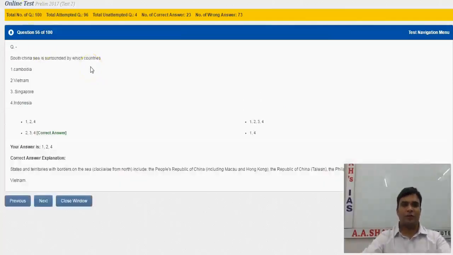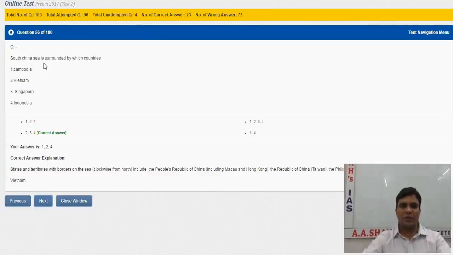So question number 56 is basically a current affairs question. It's about South China Sea and surrounded by which countries. GS paper 2 2016 मेंस आज ही हुआ है और उसी में साउथ चाइना सी के ऊपर भी क्वेश्चन आ चुका है. So I think I need not say that, need not stress enough on the fact that South China Sea becomes really very important from all the angles, from prelims perspective as well as from mains perspective.